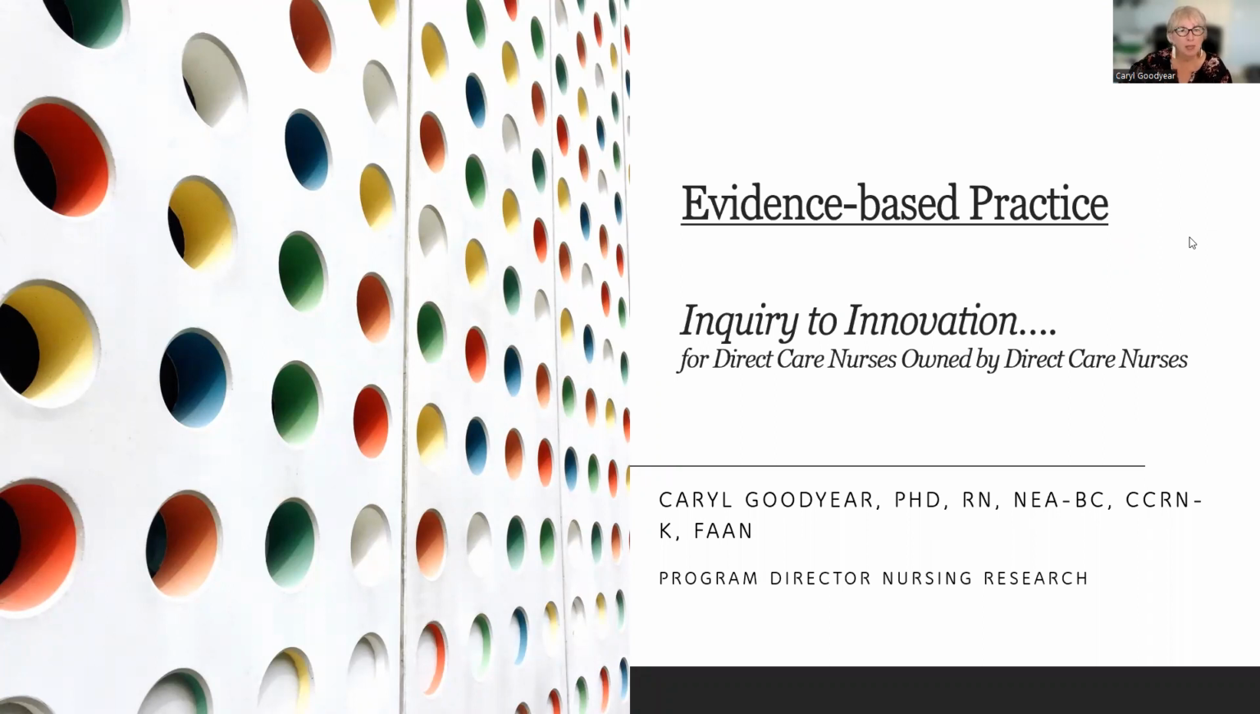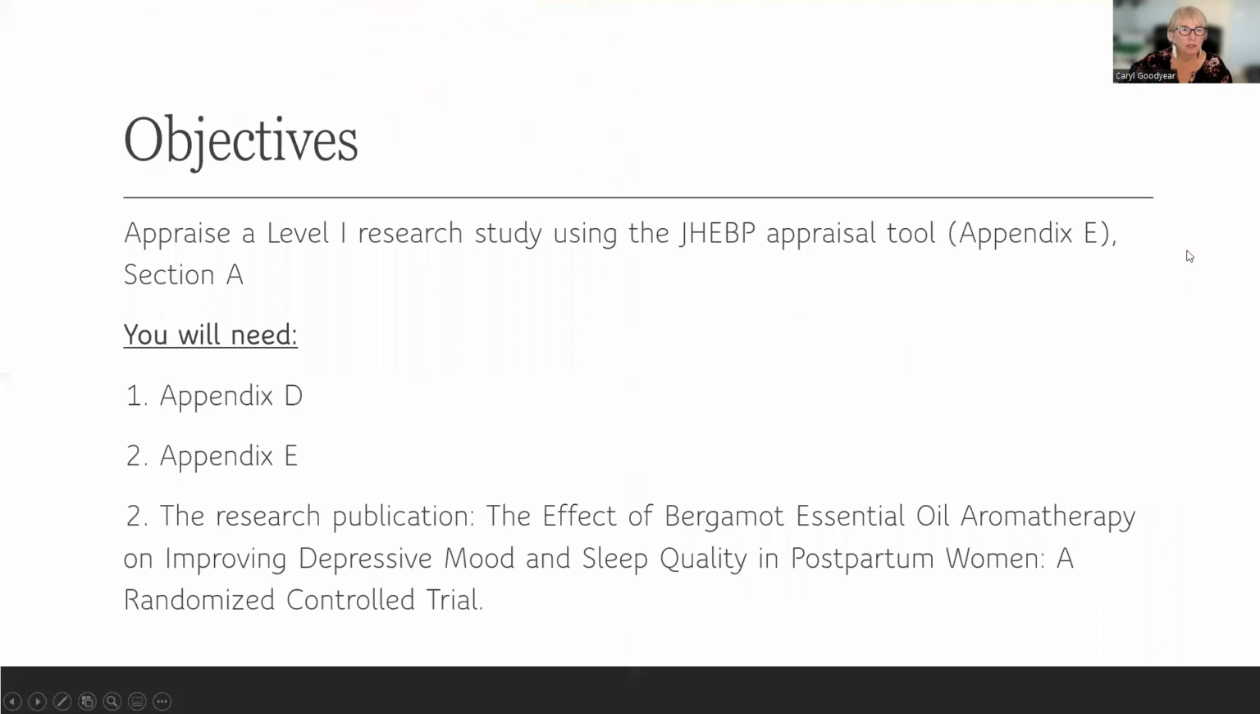Today, we're going to go through and do an appraisal of a level 1 research study using the Johns Hopkins evidence-based practice appraisal tool, specifically Appendix E and Section A.